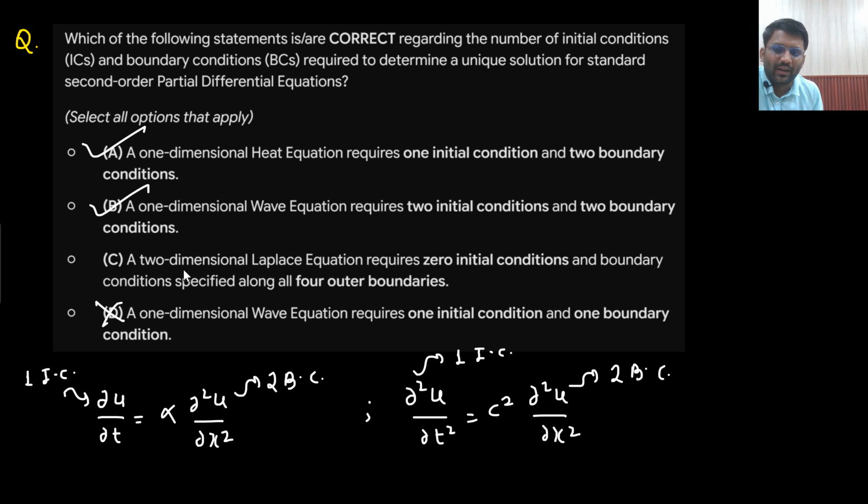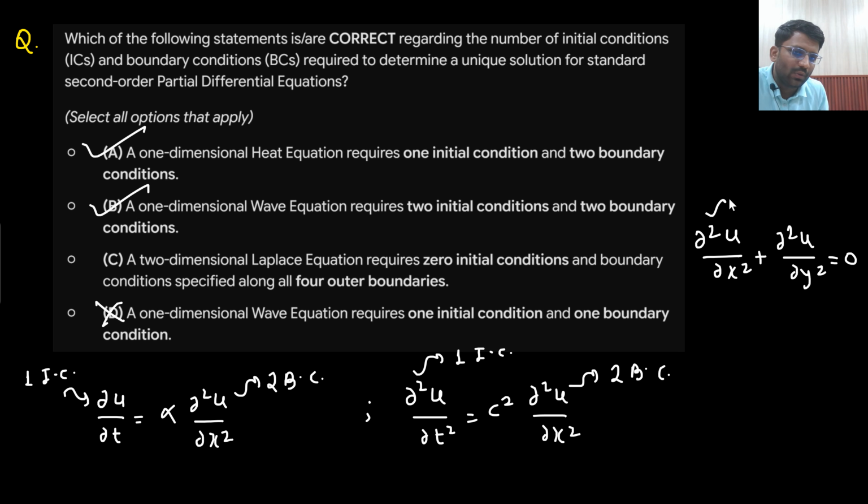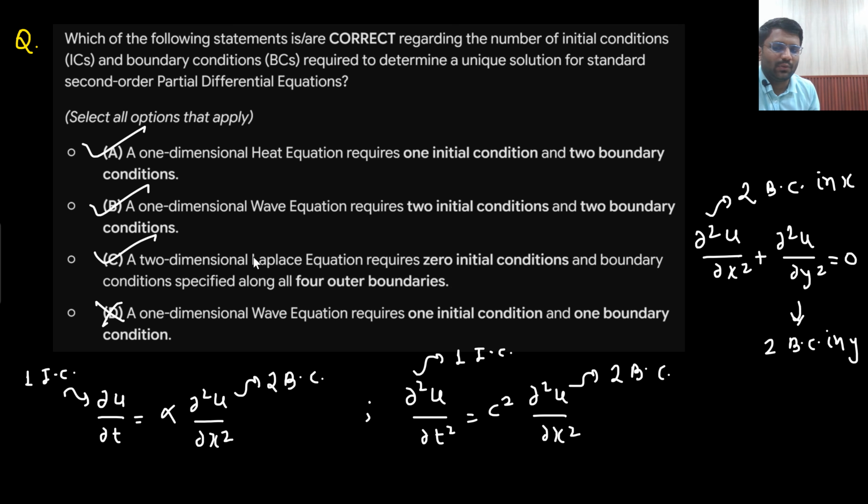Two dimension Laplace equation. So that would be del square u by del x square plus del square u by del y square equals to 0. So it would require 0 initial condition, yes, and boundary condition specified along four outer boundaries. That means two boundary conditions in x and two boundary conditions in y. So total four boundary conditions would be required. So two dimension Laplace equation requires 0 initial condition and boundary condition specified along all four outer boundaries.